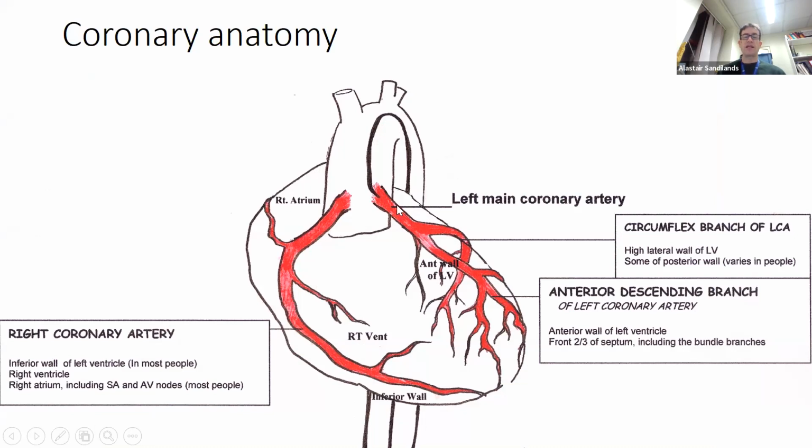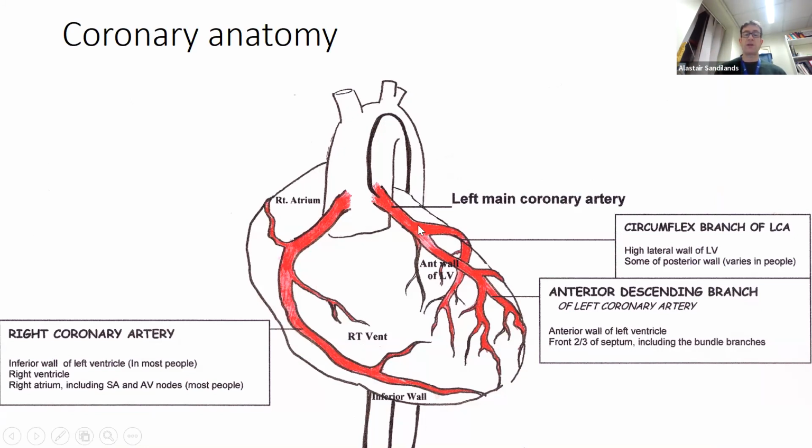So remember, just to recap, your left main coronary artery splits into the left anterior descending down the front of the heart. The anterior descending branch supplies the anterior wall of the left ventricle in most patients, the front 2/3 of the septum, including the bundle branches. So that's interesting. Patients that may present with a STEMI, their ECG may show signs of just left bundle branch block. I'll show you an example of that.